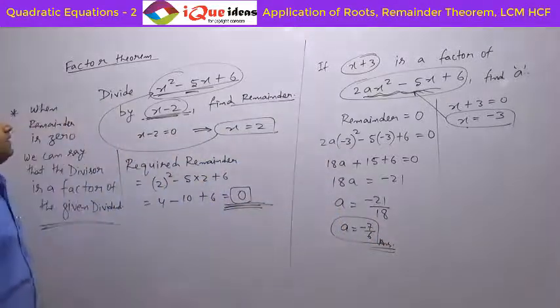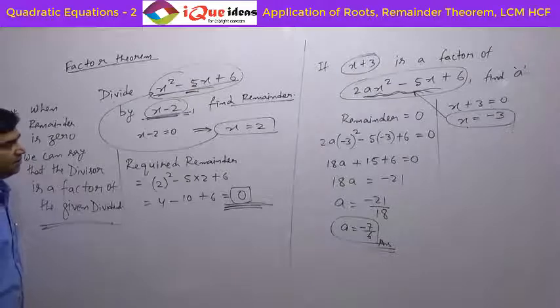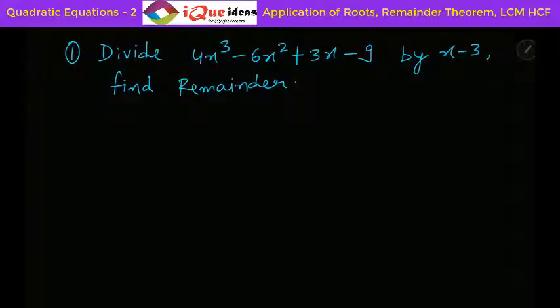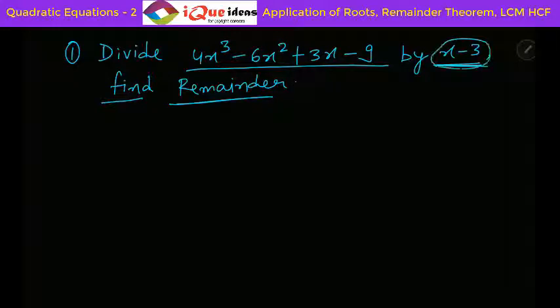So this is how the questions on factor theorem can be asked. Now let's take up a couple more questions on finding the remainder. Let's look at this question. It says, divide this expression 4x cubed minus 6x squared plus 3x minus 9 by x minus 3 and find the remainder. The only condition that we need to check is whether the divisor is of 1 degree or not. As you can see, x minus 3 is 1 degree. The dividend can be of any degree. The thing which is going to be divided can be of any degree. But the divisor has to be 1 degree. Here the divisor is x minus 3, that is 1 degree. We simply take the divisor equal to 0.